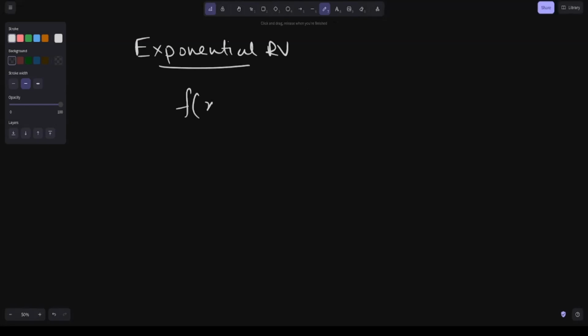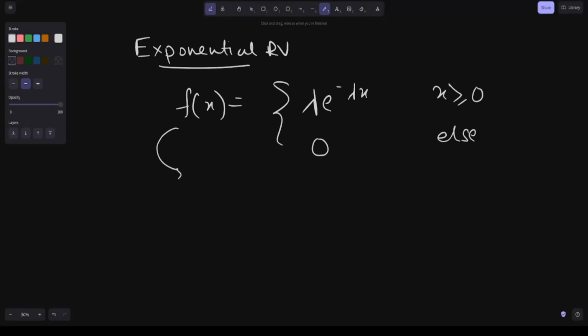The PDF of this is lambda e to the power minus lambda x when x is greater than 0, and 0 in all the other cases, right? In any case, you can find the CDF in this manner. Let's say this is F of some a. So F of a is what? P of X less than a.